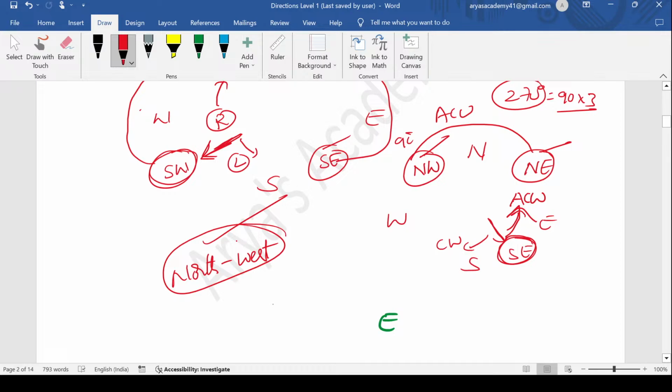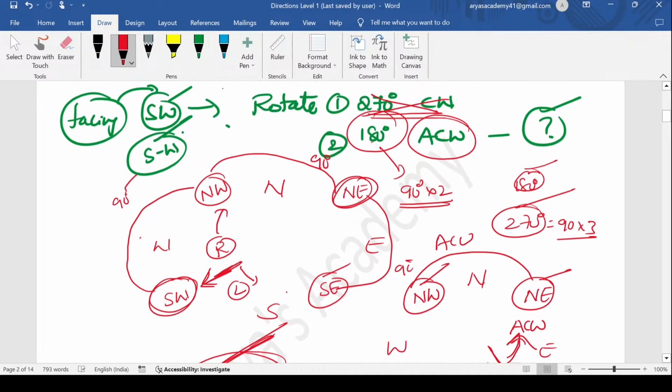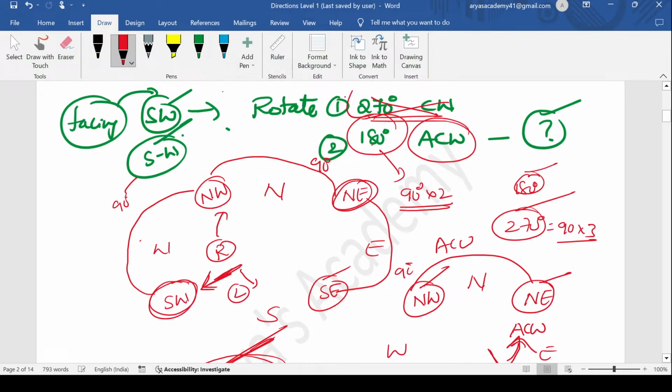So I told you, you have to follow the order and you should understand what is clockwise and what is anti-clockwise. The correct answer is northwest, not northeast. You have to apply two conditions. First condition is 270 degrees in clockwise direction. From there, 180 degrees in anti-clockwise direction.